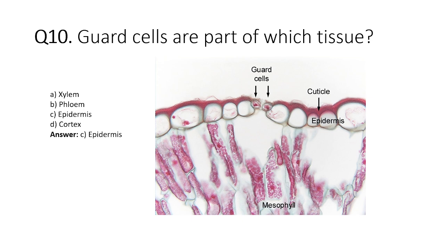Why? Because in the epidermis, the guard cells are specialized bean-shaped cells. These are located in the epidermis of leaves and stems. The primary function of guard cells is to regulate the exchange of gases like CO2, oxygen and water vapor between the plant and its environment through opening and closing of stomata. And this supports photosynthesis and transpiration.